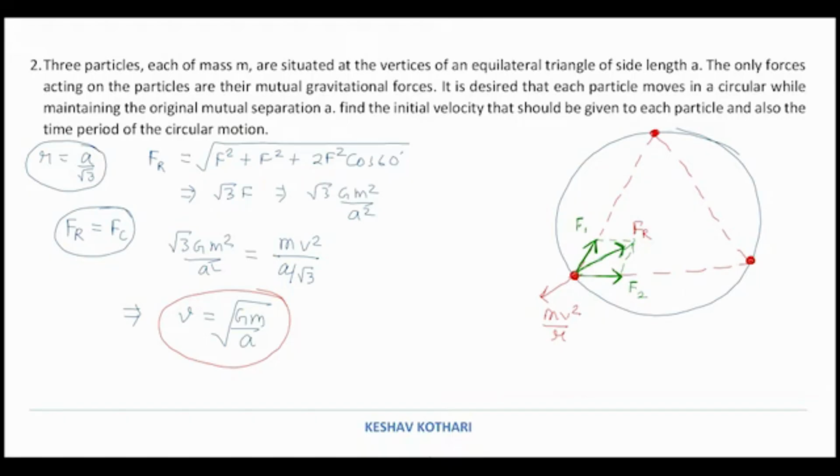Now the next part asks for the time period of the circular motion. For this we need to remember this value of velocity and the radius as well. The time period can be written as 2 pi r by v. So r can be written as a by root 3. So 2 pi a by root 3, and the value of velocity was root over G m upon a. On solving we obtain 2 pi root over a cube by 3 G m. So this is the expression for the time period.